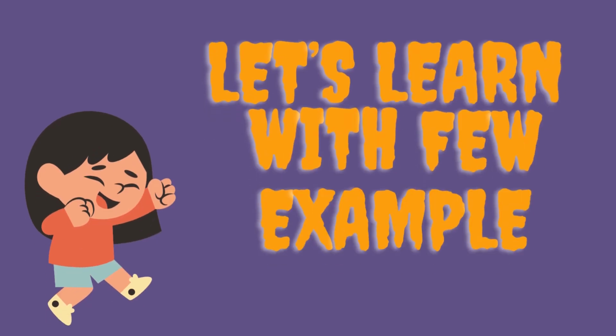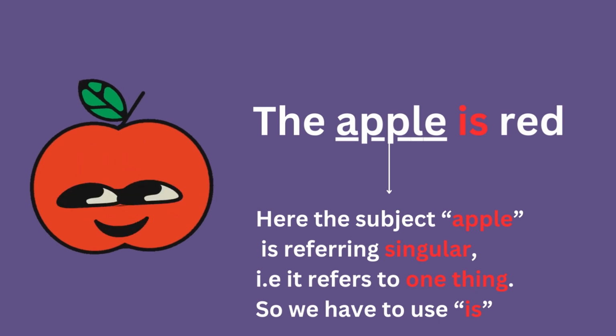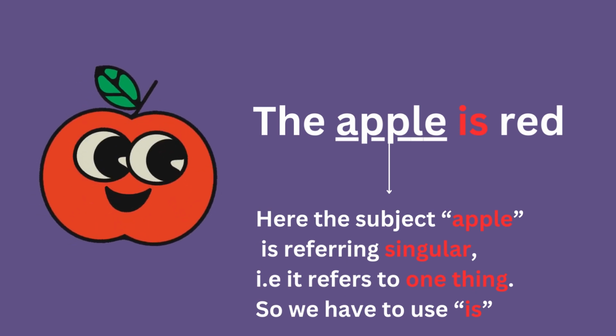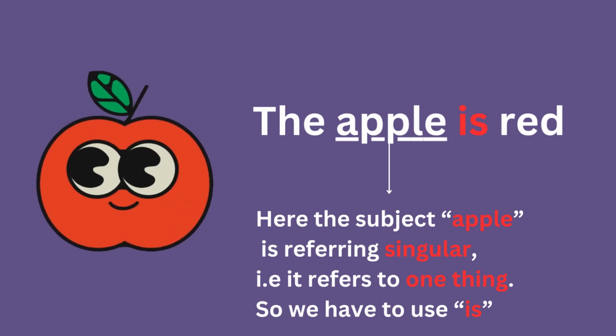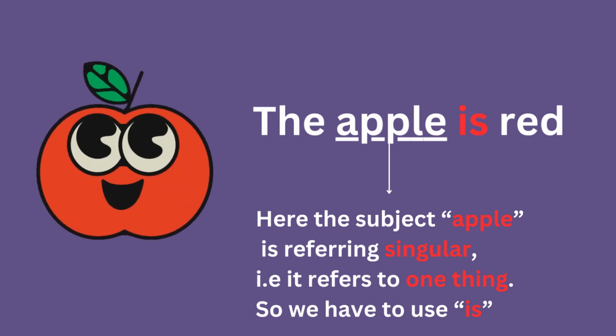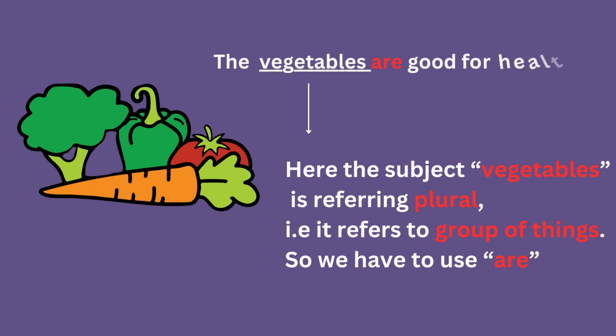Let's see some examples for better understanding. The apple is red. Here the subject, apple, is referring to singular, that is, it refers to one thing. So, we have to use is. The vegetables are good for health. Here the subject, vegetables, is referring to plural, that is, it refers to a group of things. So we have to use are.